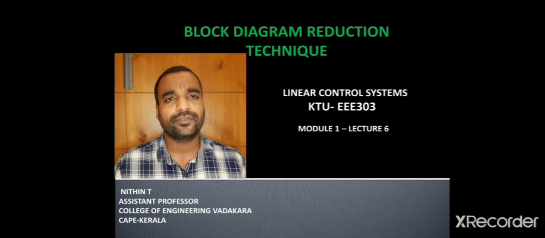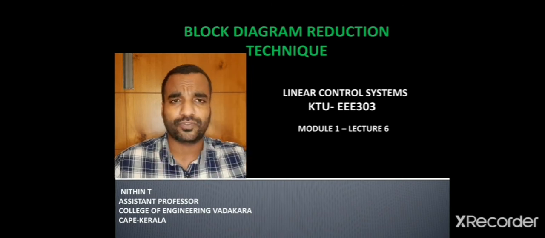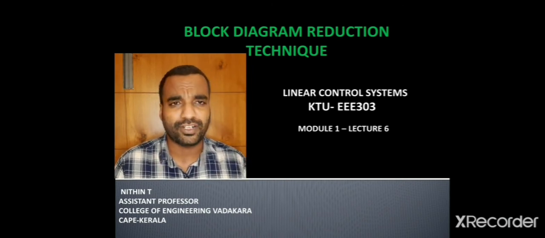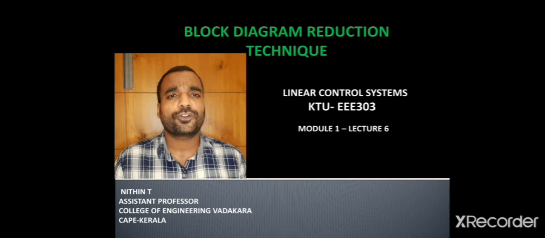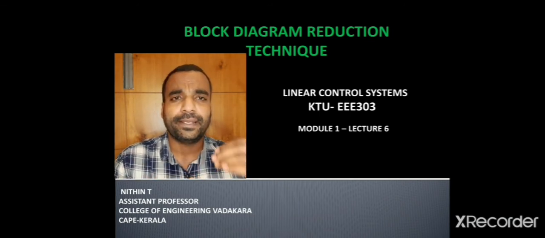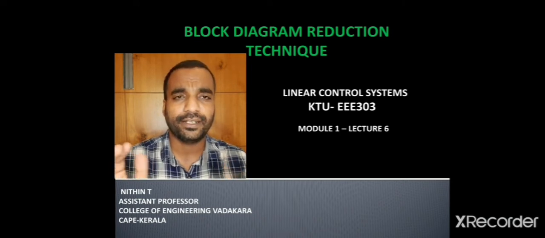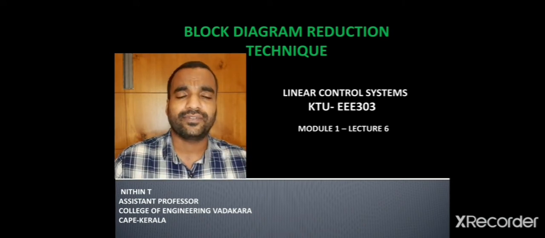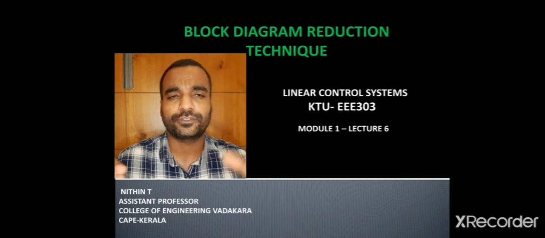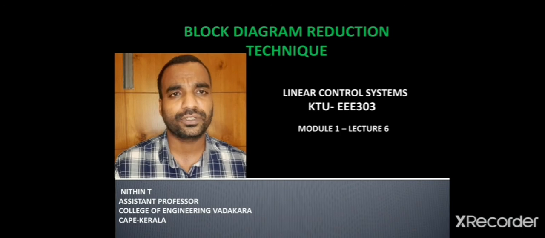The block diagram may be a complicated thing with a number of forward paths, a number of backward paths, etc. To make it simple, we have to reduce the block diagram step by step, and finally bring it into a common format where we can easily obtain C of S by R of S equal to G of S by 1 plus G of S H of S. So that is the task.